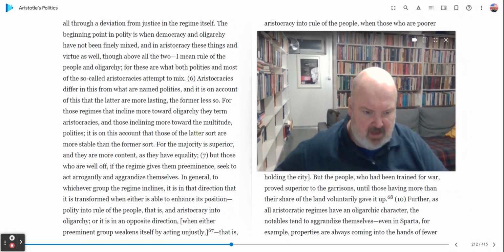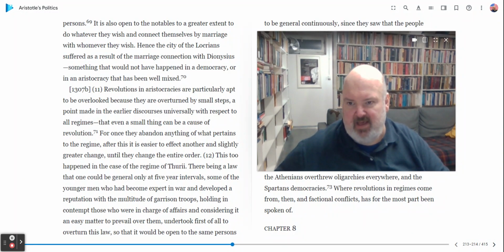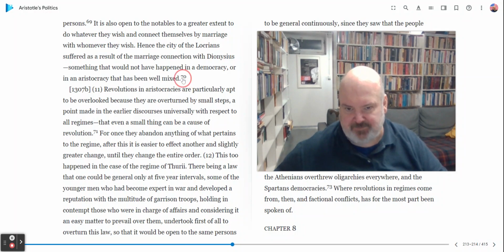So therefore, aristocratic regimes have an oligarchic character, he says, that they tend to aggrandize themselves, and particularly in property. It is also open to the notables to do whatever they wish and connect themselves by marriage with whom they wish. Hence, the city of Locri suffered as a result of marriage connections with Dionysius, something that would not have happened in a democracy or an aristocracy that had been well mixed.